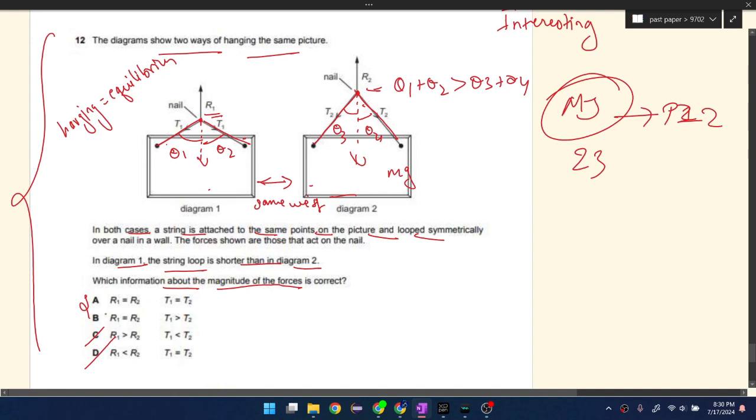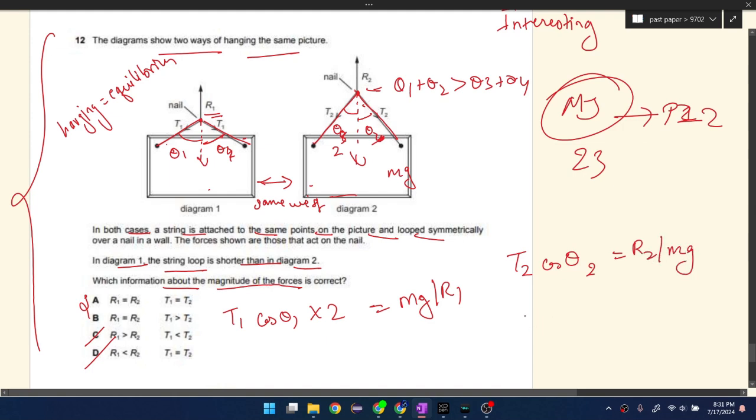Now for T1 and T2, from here what we can find is this theta is the same and this theta is the same. So let's just take this as theta 1 and this theta as theta 2. Here, 2 T1 cos theta 1 is equal to mg or R1. In the second picture, 2 T2 cos theta 2 is equal to R2, that is mg. Is it okay? But theta 1 is greater than theta 2, right?